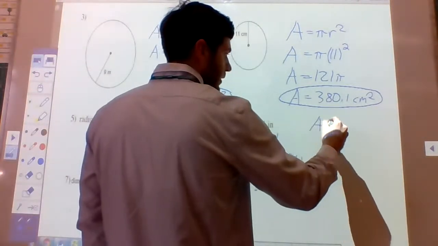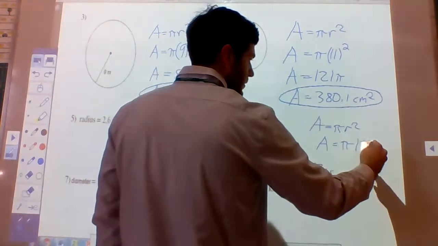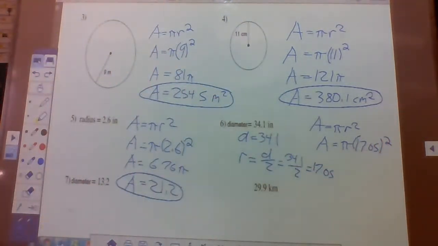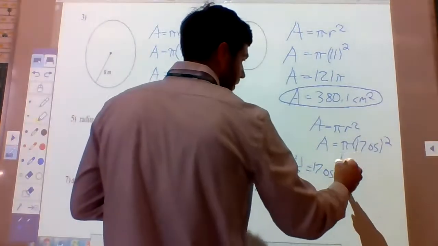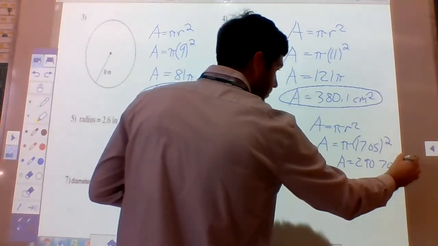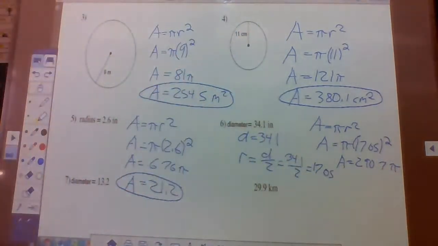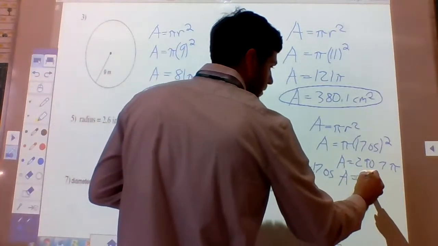Area of a circle is pi r squared. So we're going to get area equals pi times 17.05 squared. We get 290.7. So I'll just write 290.7 times pi, which is 913.3.